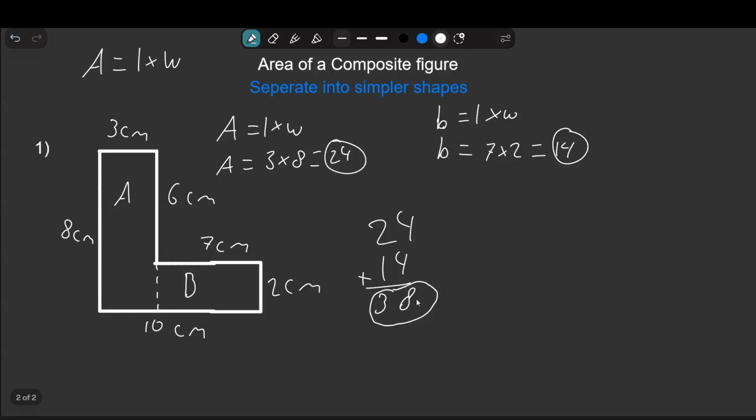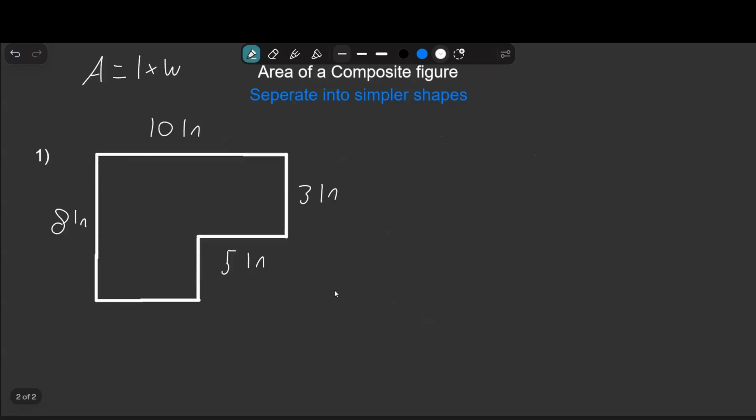I'm going to draw another example so I can show you one more time. Now I drew the second example. I have another composite figure, as you can see, with 10 inches, 8 inches, 5 inches, and 3 inches. We don't know the length or the width of this part, but we need it to make this side. So we simplify the figure like this. Let's call this one A and this one B.